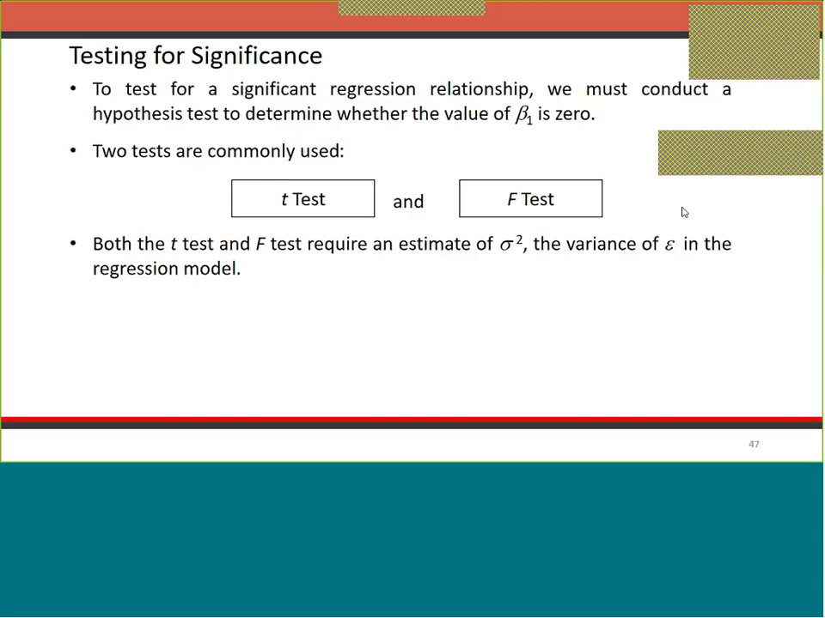So y hat equals beta naught plus beta 1 x. This is the estimated regression equation. If beta 1 becomes 0, then what happens? Then there is no relationship. So we have done it for a sample and we are going to do it for a population. Generally we have to check whether there is a relationship in the population or not by using samples.